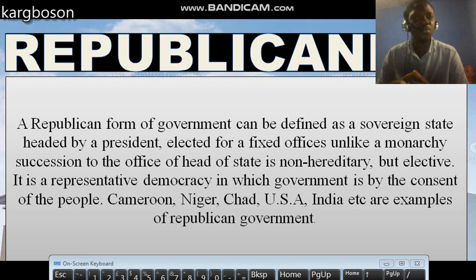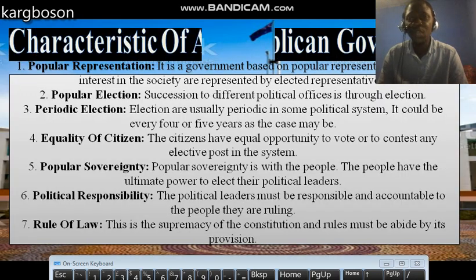And also the sharp, or major, difference between republicanism and monarchy is that in republicanism, the head of government, who is normally the president, comes to power through elections. It's not hereditary, and it is more common in representative democracy, where the leader comes to power by the consent of the people. But in the case of a monarchy, the king or queen does not come to power by the consent of the people, because it's based on heredity. So let's look at the characteristics of a republican government.